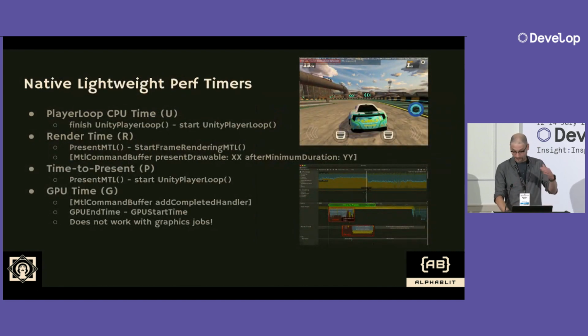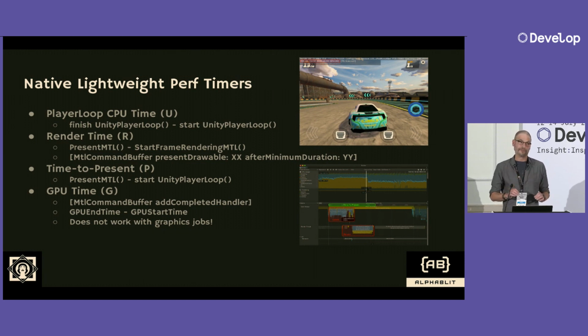And then finally, we implemented some lightweight perf timers in the native layer to basically capture our player loop CPU time, render time, time to present, and GPU time. I'd like to go into more detail on this, but please find me later because I'm running out of time. But I just wanted to introduce you to capturing this data in the native layer.